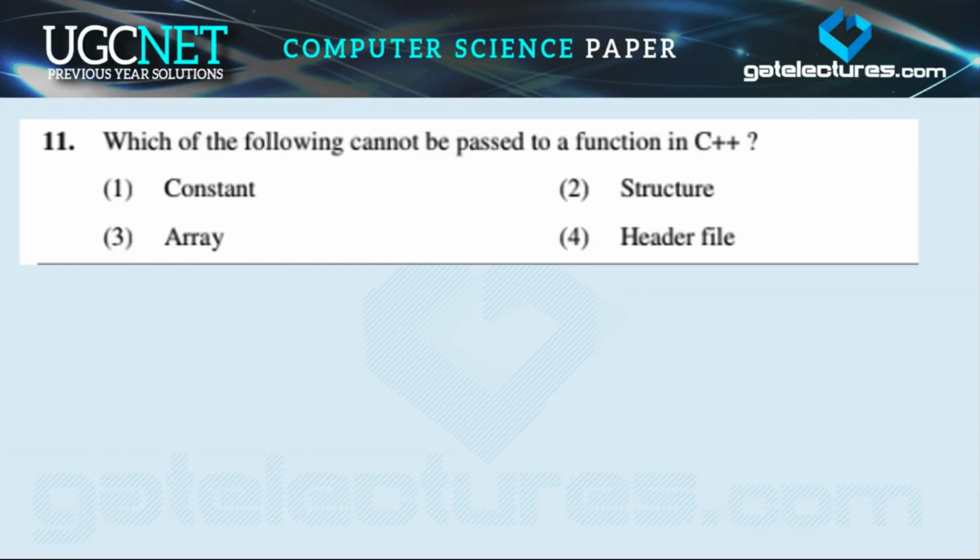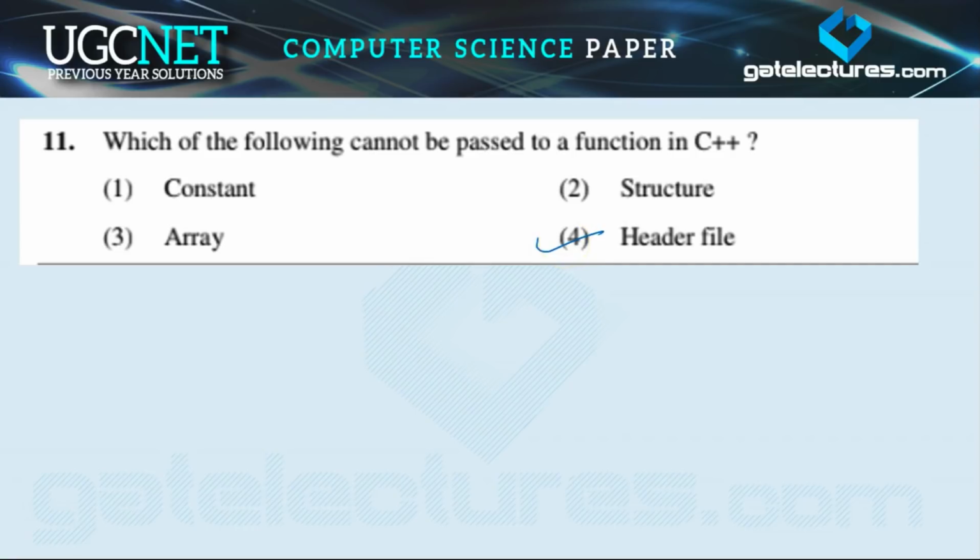Now question number 11 is, which of the following cannot be passed to a function in C++? First is constant, we can easily pass it. Second is structure, we can pass. Third is array, we can pass. But fourth is header files. We do not pass header files in a C++ function. So fourth is the answer.